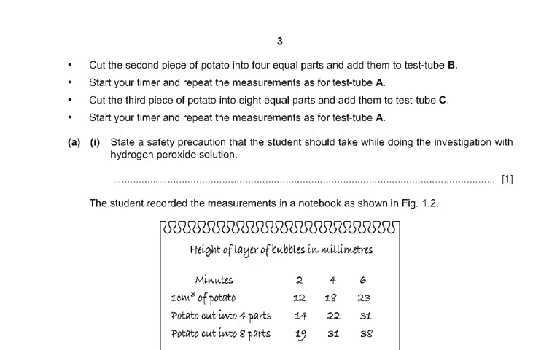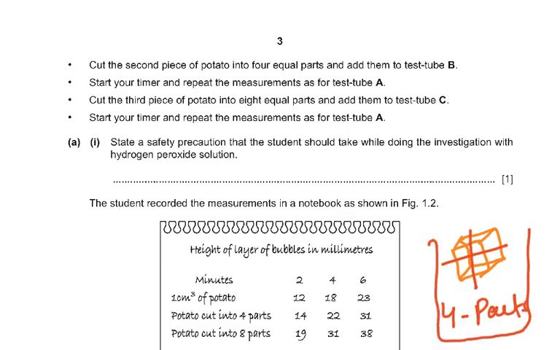Then you cut the second piece of potato into 4 equal parts. So there I was wrong in the beginning. You take this piece of potato which you had, 10 into 10 into 10, and cut the second potato into 4 equal parts. So you'll cut it like this and then like this. Add them to the test tube, so these 4 parts we are going to add to test tube B. Then start your timer and repeat the measurements as you did for test tube A.